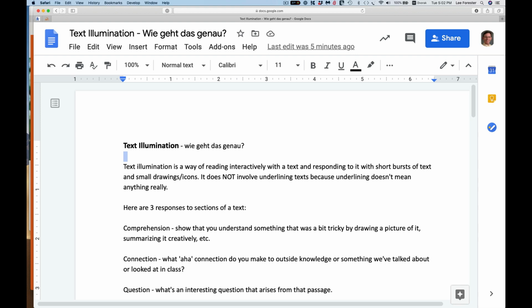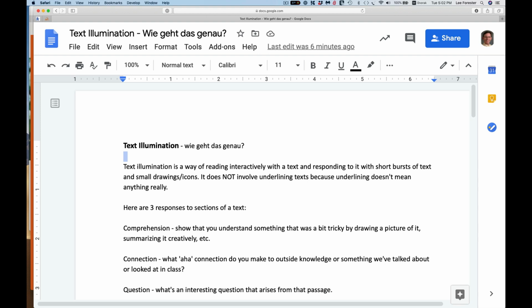What is the topic? Text illumination. What is text illumination? It is a way of demonstrating interaction with and or comprehension of a text. What? Don't we just answer questions that you ask? Well, that's one valid way of doing it. Then there are those curiosity worksheets that I'll be working up and showing you guys about.